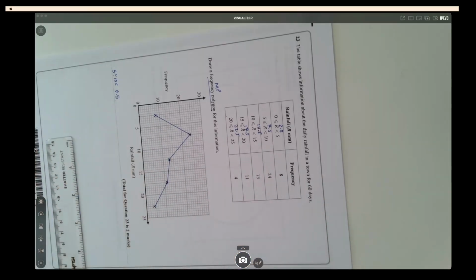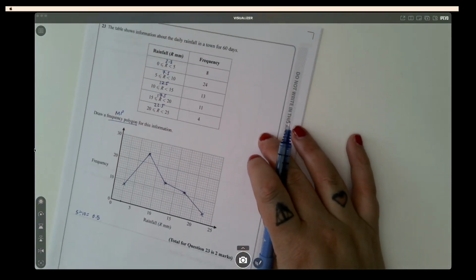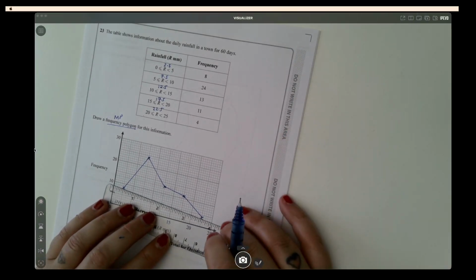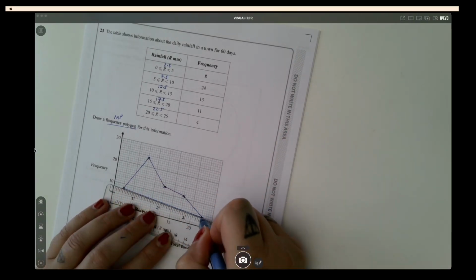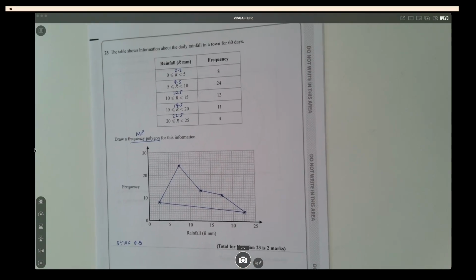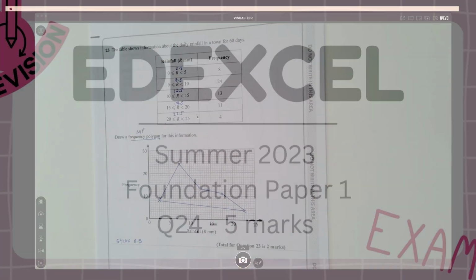Now this is supposed to be a frequency polygon. Currently it's not an enclosed shape. So let's make it an enclosed shape. So now we've drawn a frequency polygon.